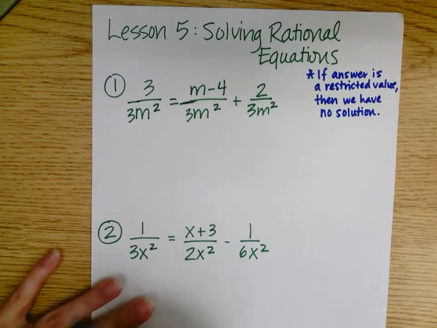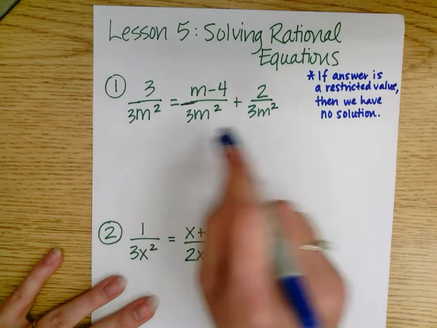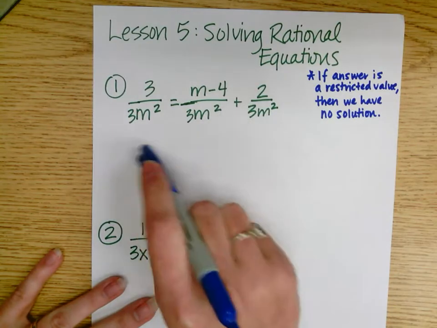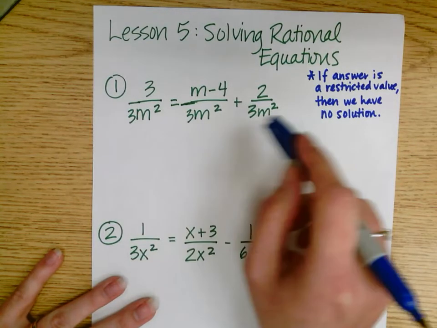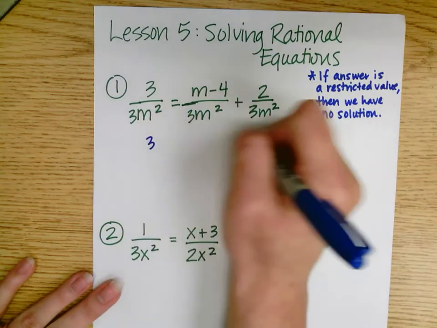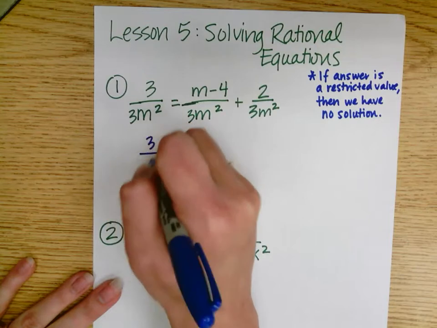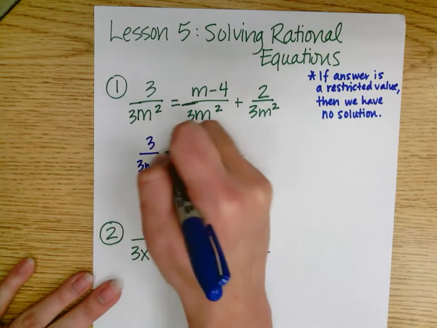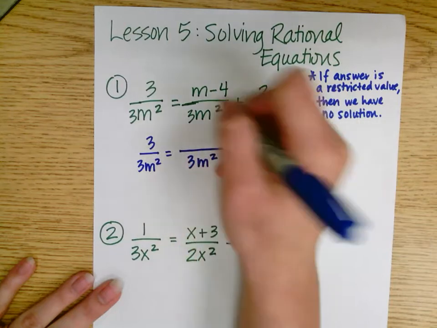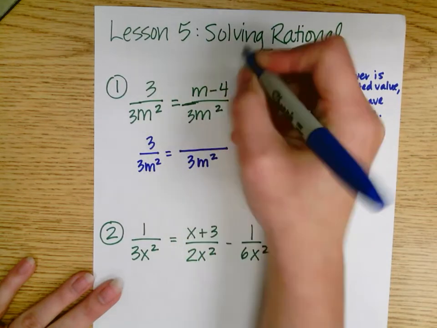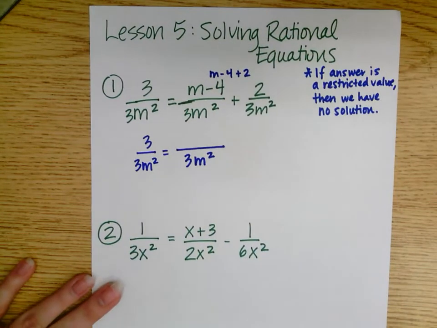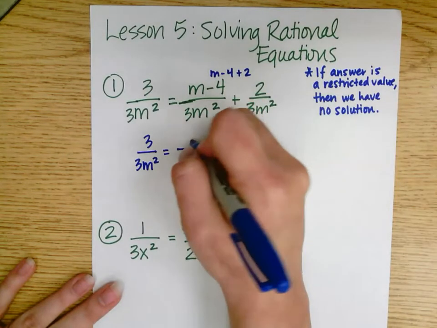Alright, so in this one, I need a common denominator, and looky there, I have one. Even though it's poorly written, I made a mistake. 3m squared, 3m squared, 3m squared, we're doing well. So we're going to take our fractions on the right and combine them into one single fraction. So I'm going to write the left. Here's the denominator of the right, and then I'm going to just put these together. So I'm going to have m minus 4 plus 2, and I can go ahead and simplify that. m minus 4 plus 2 is going to be m minus 2.